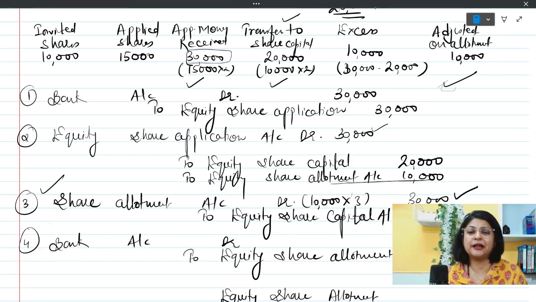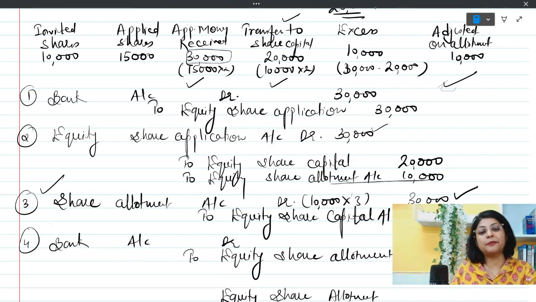Like in our example, we had assumed that the company has invited 10,000 applications from the public, but the applications have come for 15,000. So 10,000 multiplied by 2, the company had to receive 20,000 rupees, but the company had received 30,000 rupees because people have applied for more shares. So what did the company do this time? Instead of rejecting the 5,000 excess shares, it divided these 10,000 shares among the applicants of 15,000 shares. So it had excess money of 10,000 rupees.